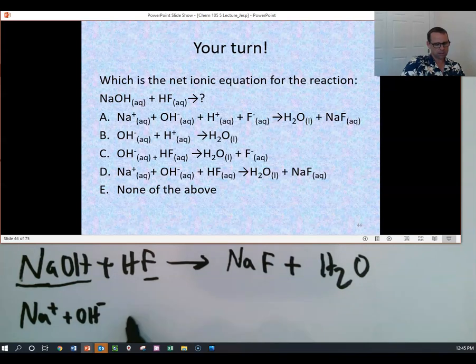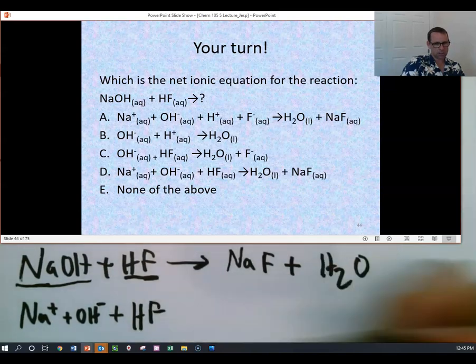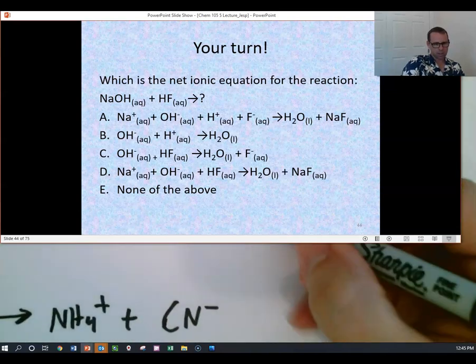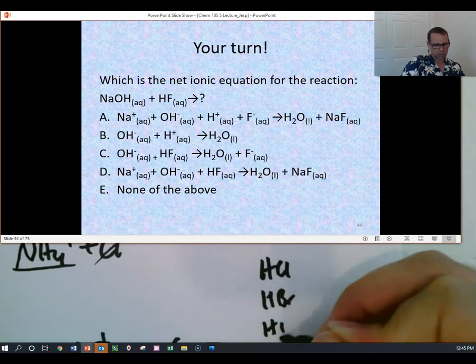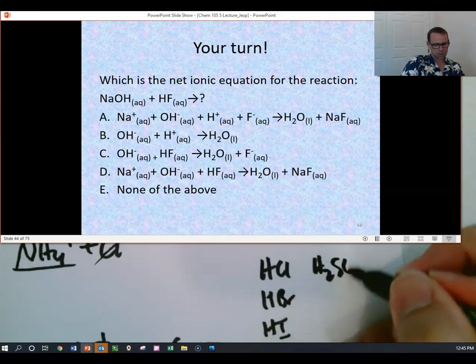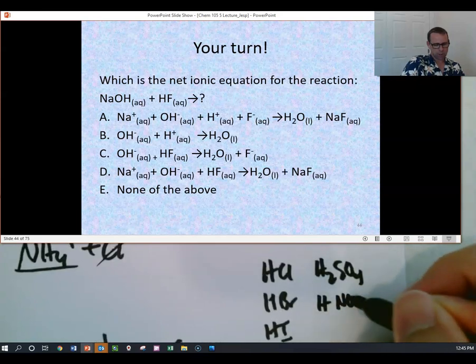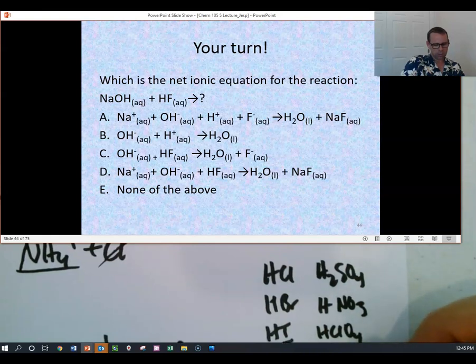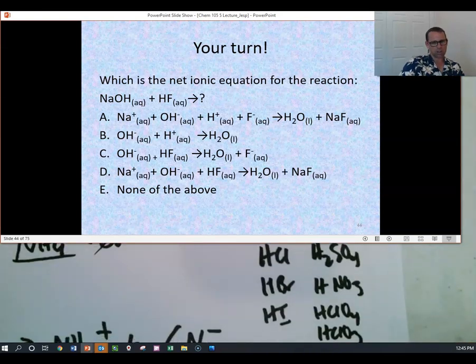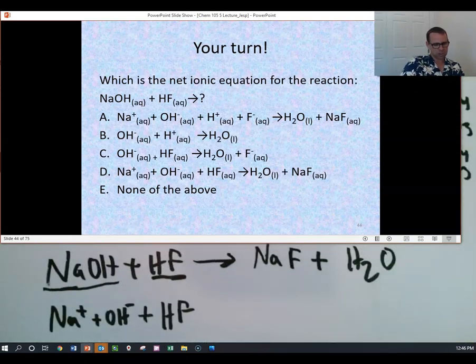HF, is that a strong acid? Should that break up? No. It's not a strong acid. That's right. Your list of strong acids. Remember, the strong acids are HCl, HBr, HI, H2SO4, HNO3, HClO4, and HClO3. Those are our strong acids. Okay, so HF is not a strong acid. It stays associated for the most part.